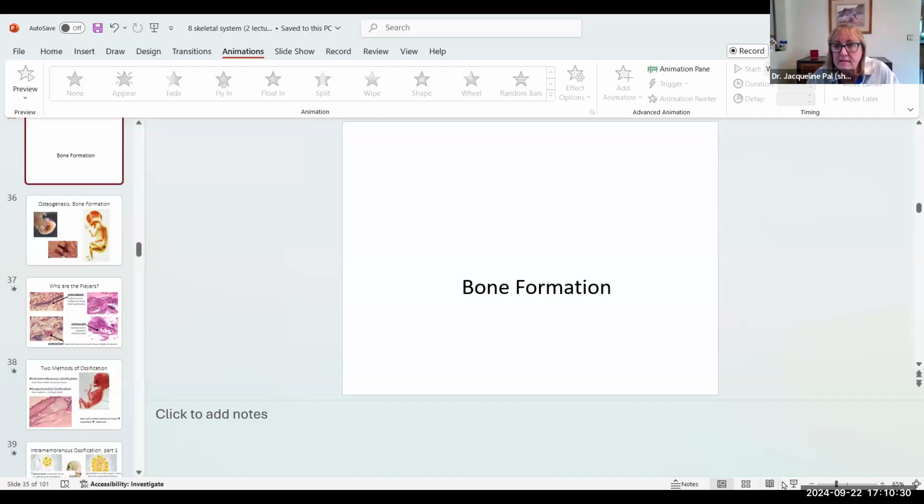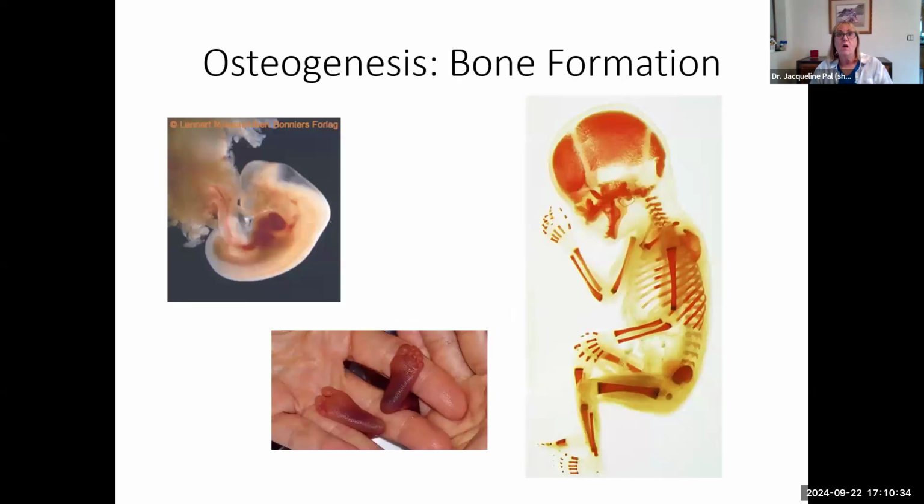Welcome back. In this section, we are going to learn all about bone formation or osteogenesis. Osteo meaning bone, genesis, the making of bone or bone formation. And so bone formation in humans starts at about 6 weeks of gestation. What you can see up here in the upper left-hand side, that's about a 12 millimeter embryo, and you can see just the beginnings of bones being formed.